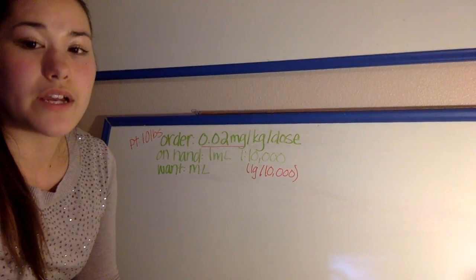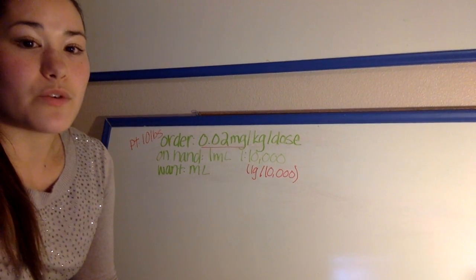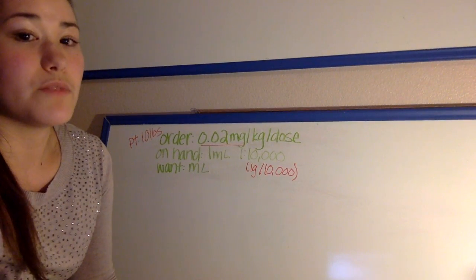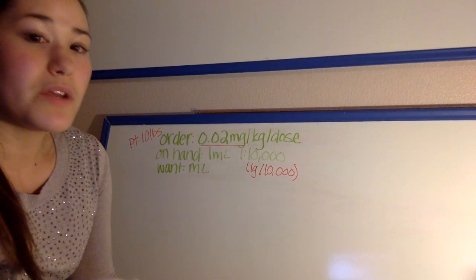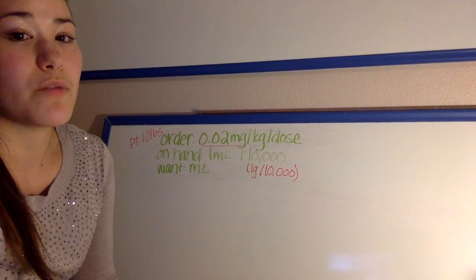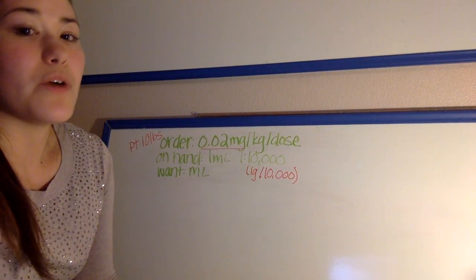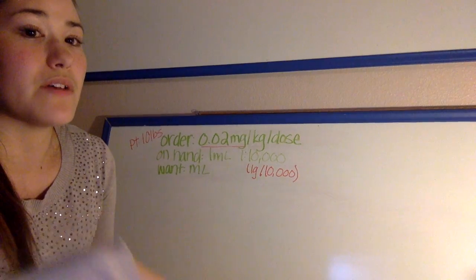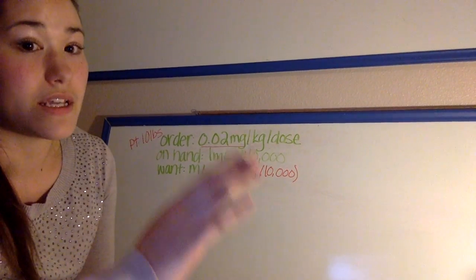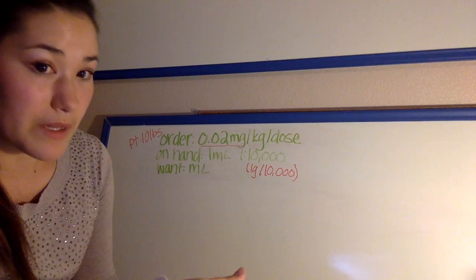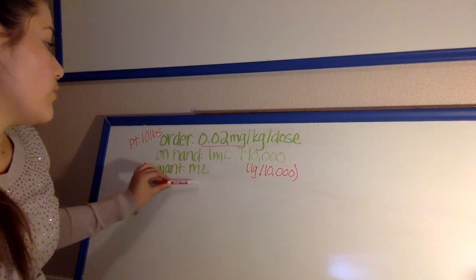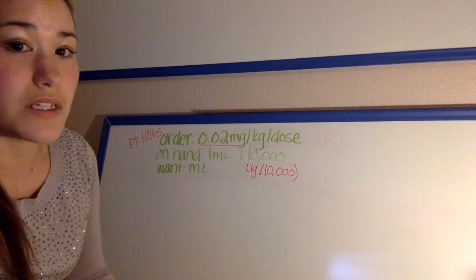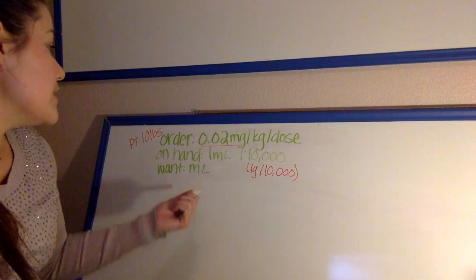So my first problem, I have it written up on the board. We have an order for drug X. The order is for 0.02 milligrams per kilogram per dose. What we currently have is 1 gram per 10,000 milliliters. Remember, when you see that ratio of 1 to 10,000, that means it's 1 gram per 10,000 milliliters. And what we want out of this equation is how many milliliters we are going to give to this patient of this medication.